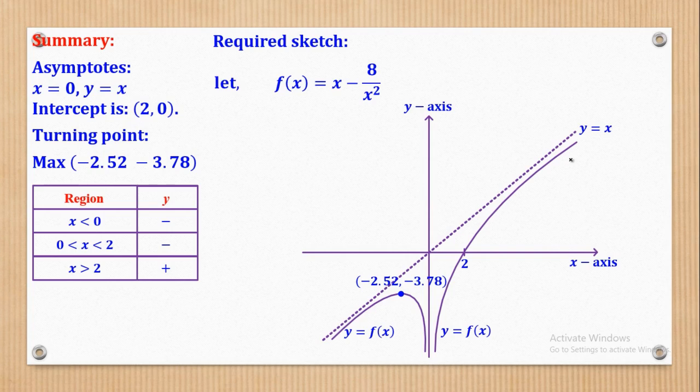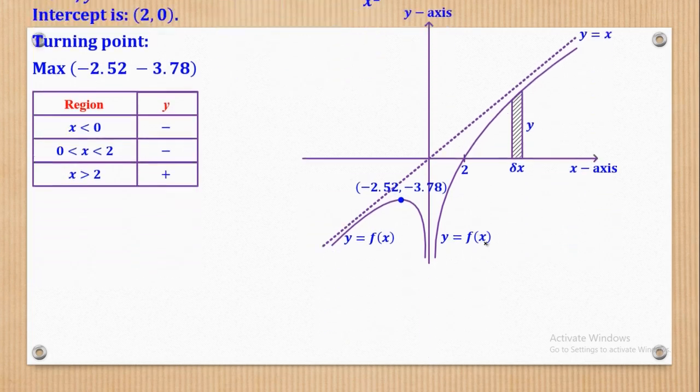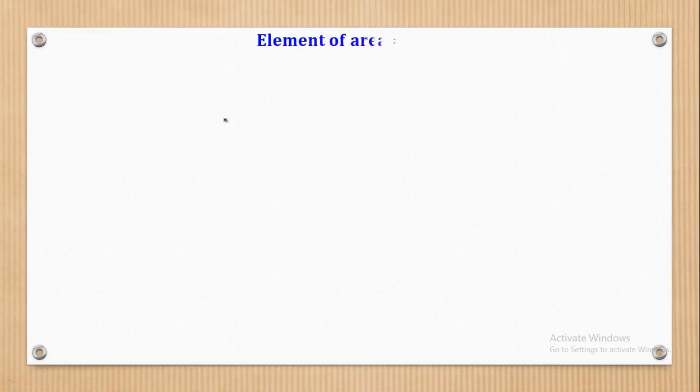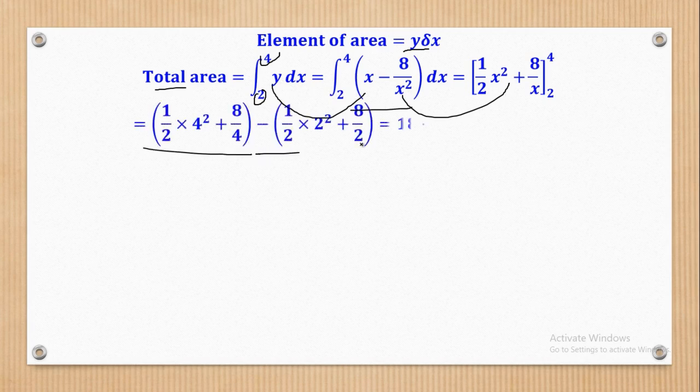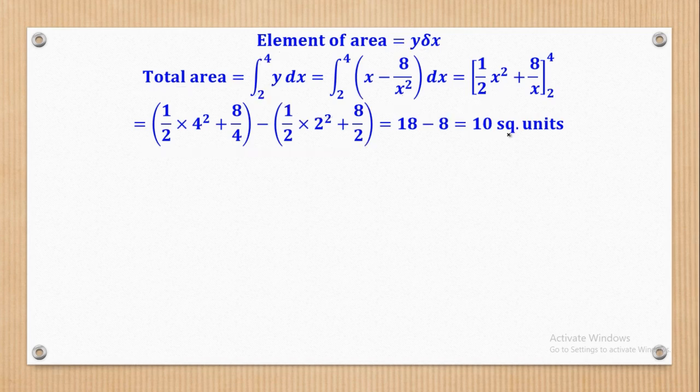So basically that is what they wanted, but they also told us to get the area and the volume generated, so we shall use that strip to get the required area. Let's do that in the next slide. The element of area is y delta x, a small change in x. Therefore, the total area is the integral from 2 to 4 of y dx. Now y is that, so when I integrate this, I'll come up with this. Substitute the limits, simplify and use the calculator, and I'll come up with 10 square units as the area.